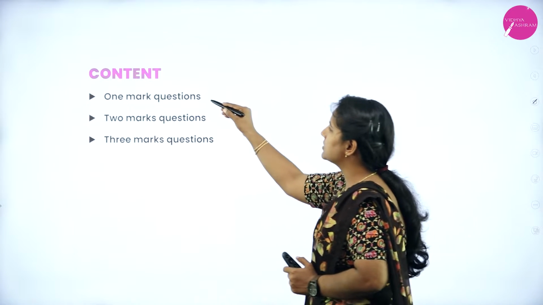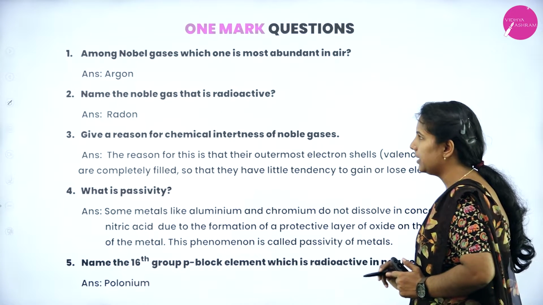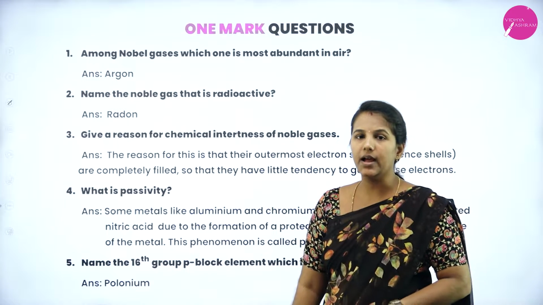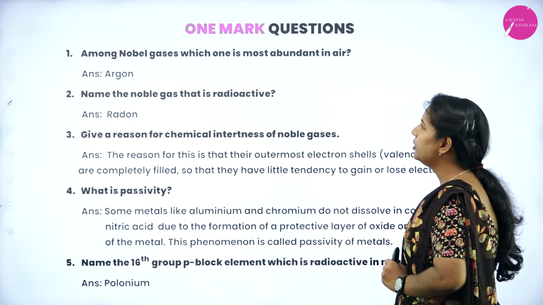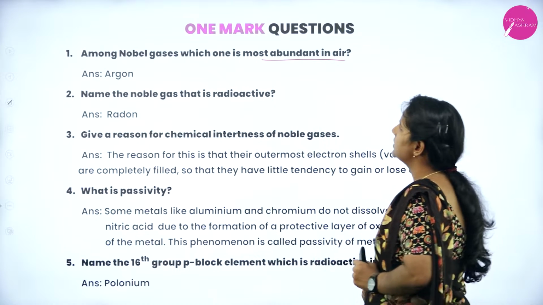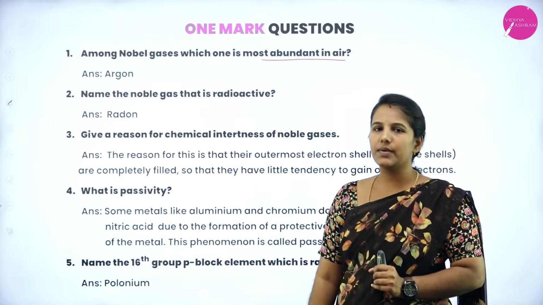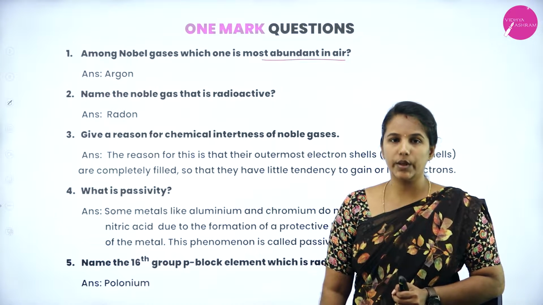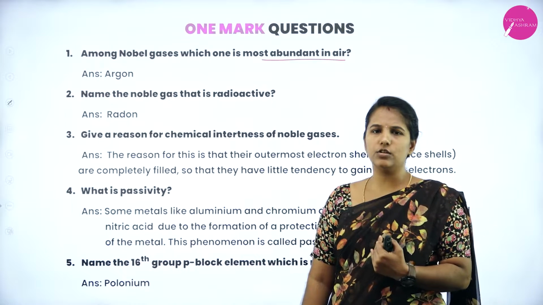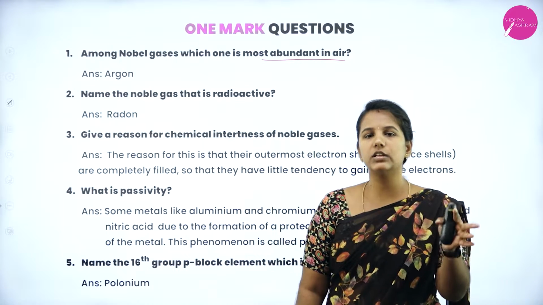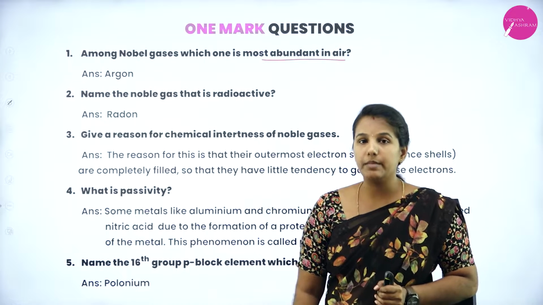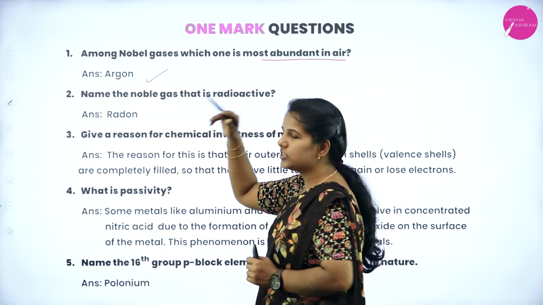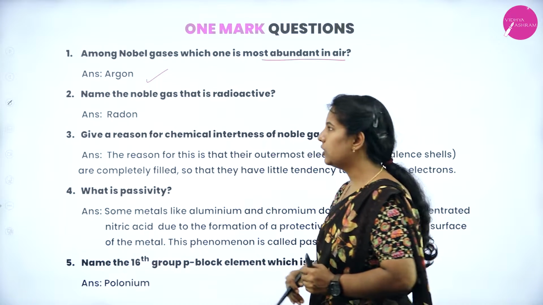Next, we are going to discuss the 1 mark, 2 mark as well as 3 mark questions. Let us see which are the important 1 mark questions which have been repeatedly asked in the board exam. Among the noble gases, which one is most abundant in air? As we know, group 18 is also included in the P-block when studying together, but in general, when we talk in detail, we say group 13 to group 17 as P-block. Argon is the only noble gas which is abundantly found in the air compared to other noble gases.